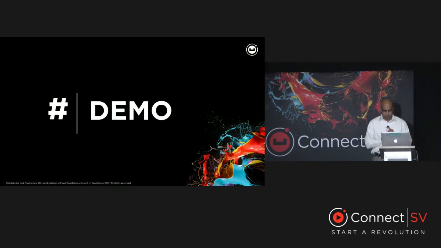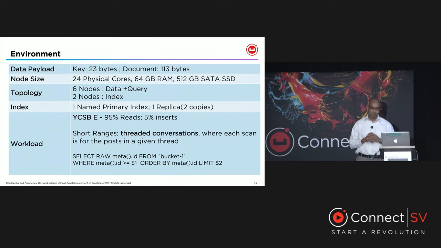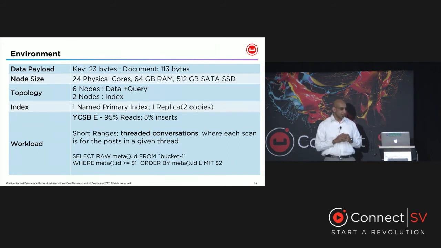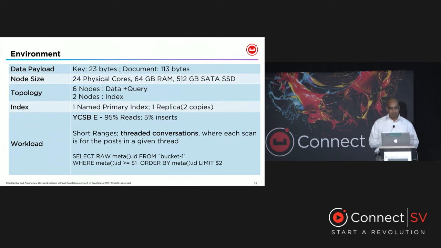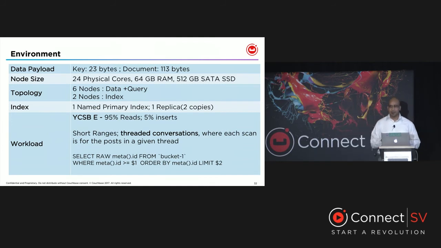Having said all that, I wanted to show you a live demo. I think this is the fun part of it. And I'm going to try it, let's see. This is the environment that I'm looking at. I have a data payload with a key size of around 23 bytes. I have a document of around 113 bytes. My node size is 24 physical cores, 64 GB RAM, and 512 GB disk space. I think this is standard, not a very high-end system, reasonable hardware. I have an 8-node cluster, 6 nodes running both data and query, 2 nodes running index. I have one primary index, which has one copy. So essentially, I have 2 copies of the index.